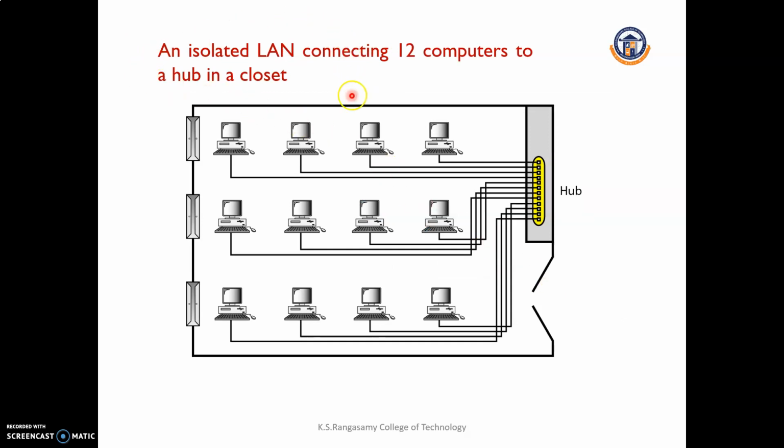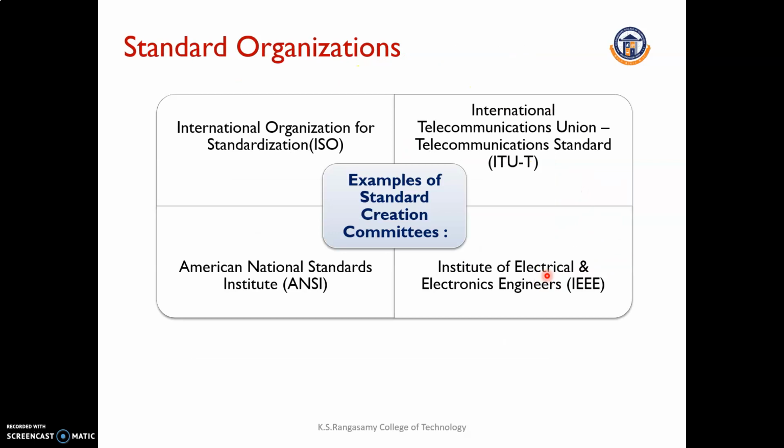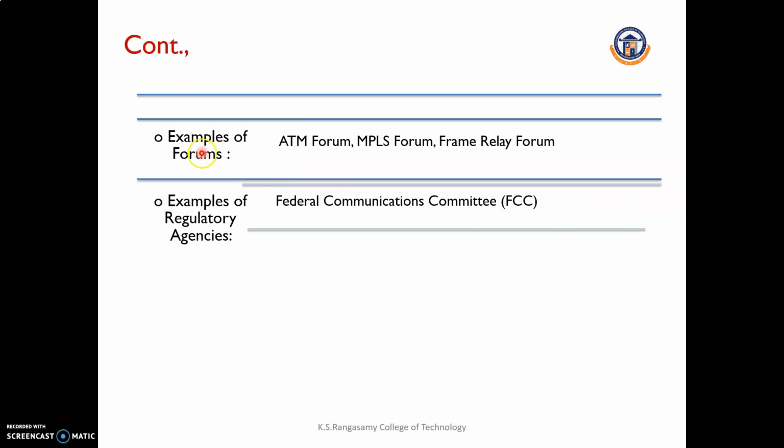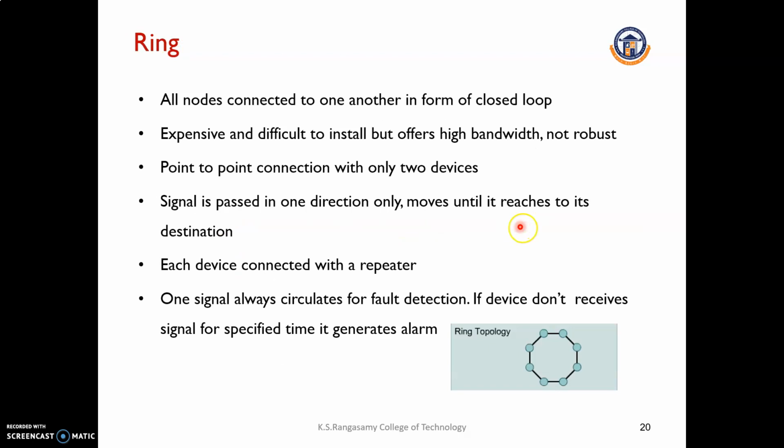Here see the diagram for the LAN connecting computers to a hub in a closed set. Here we are using hub devices. Examples of forums are ATM, MPLS, frame relay, and an example of a regulatory agency is the FCC.